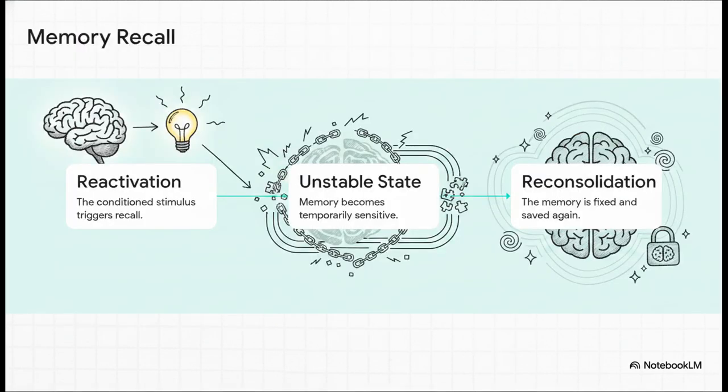The process begins with step 1, memory reactivation. When the conditioned stimulus is presented again, the memory is recalled. But this recall triggers step 2, a temporary sensitive state. The memory actually becomes unstabilized. It has to go through step 3, reconsolidation, where the memory is fixed or saved again into the brain. Merely remembering something reactivates the memory, making it super vulnerable to alteration right before it saves again. Basically, every time you remember something, you are actually rewriting it.